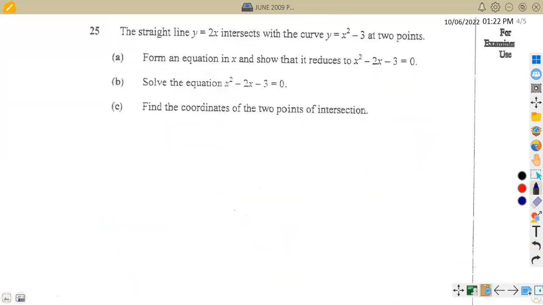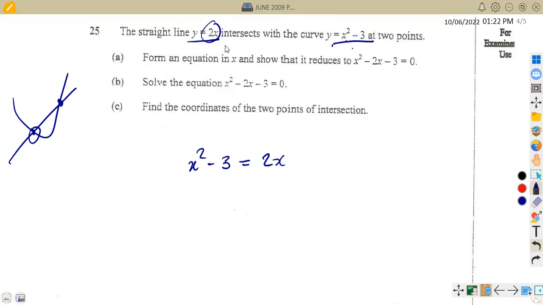The straight line y is equal to 2x meets the curve y is equal to x cubed minus 2x at 2 points. Form an equation in x and show that it reduces to x squared minus 2x minus 3 equals 0. How do you form an equation? Whether you know these graphs or not, whenever you're dealing with the point of intersection, the two graphs are equal. y and y will be equal. So you can equate x squared minus 3 is equal to 2x at the point of intersection.